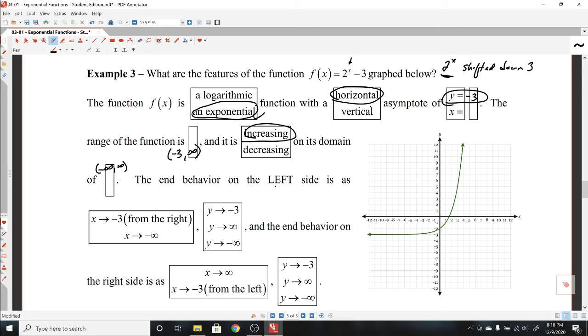The end behavior on the left side is as, well, let's see here, the end behavior talks about as x goes to infinity. So here it says x goes to -infinity. Look at this. The function is getting closer and closer and closer to -3. And the end behavior on the right side is as x goes to infinity. Look at this function. Now this function is going towards positive infinity.